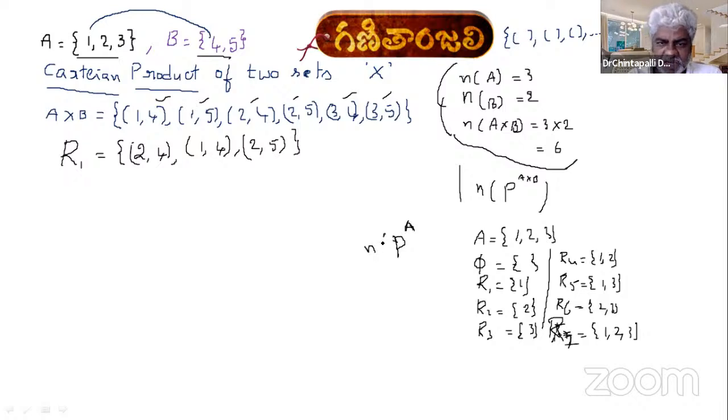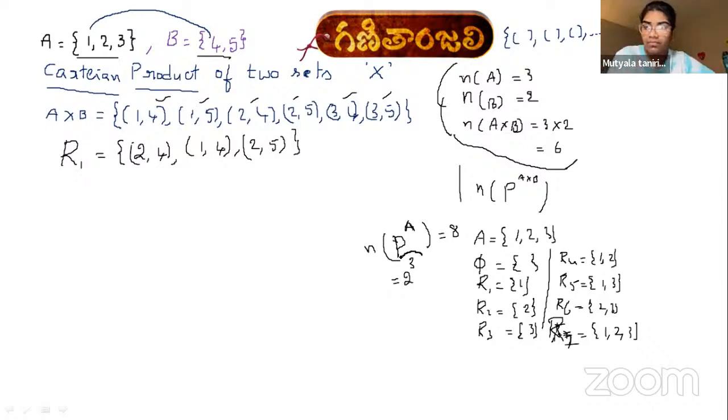Number of elements in it are 8. It has 8 elements. You know why? The number of elements in it can be obtained by the formula 2 cube. 2 cube is equal to 8. Since A has 3 elements, the number of subsets is 2 cube, 8 elements.